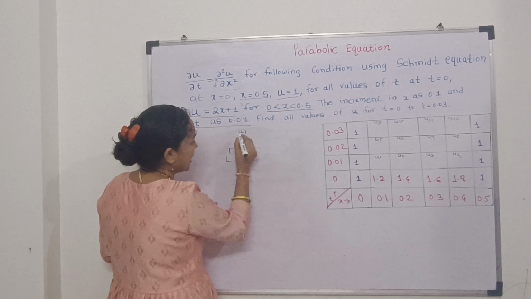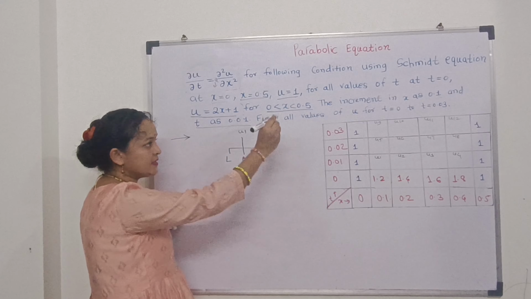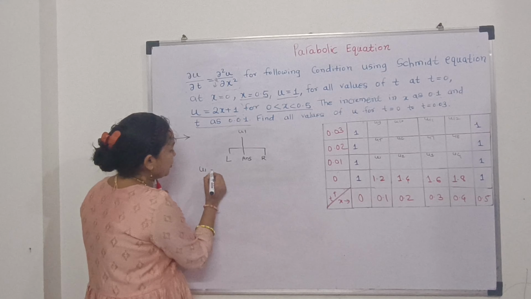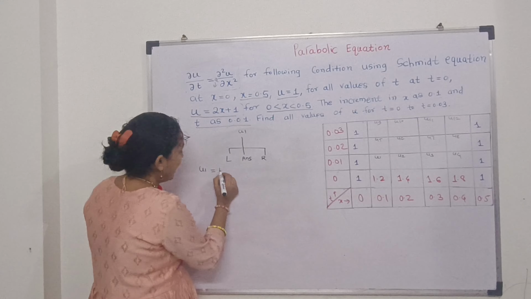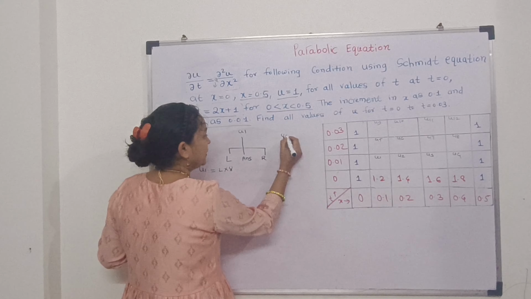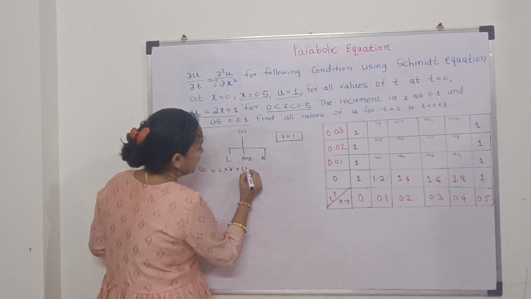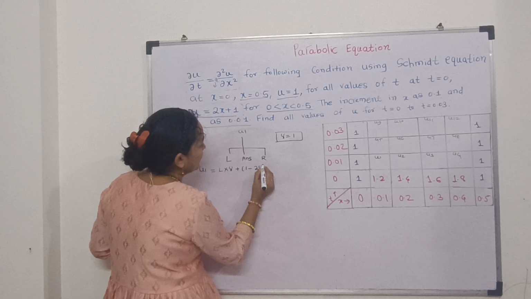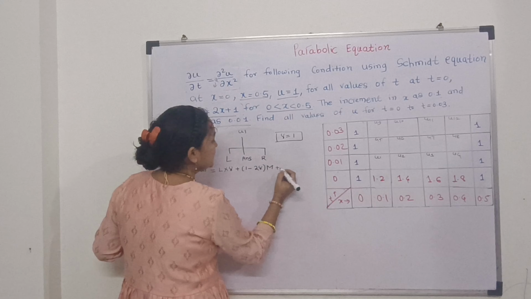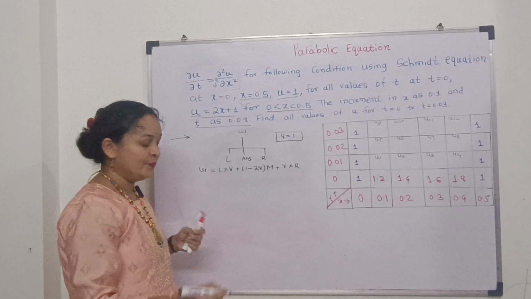Here your answer is u1, and here is the right side. Through the Schmidt equation you are supposed to calculate it. So u1 can be calculated as L multiplied by the gamma value which you have already found, that becomes 1, plus 1 minus 2 gamma multiplied by the middle value, plus gamma multiplied by the right hand side value.